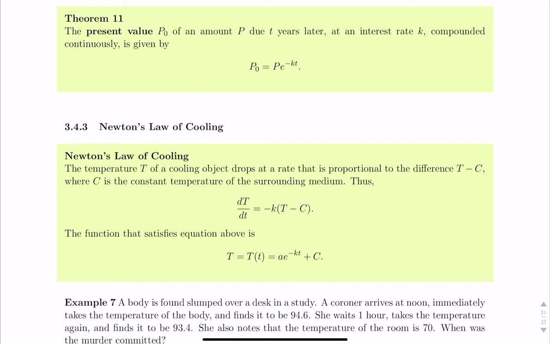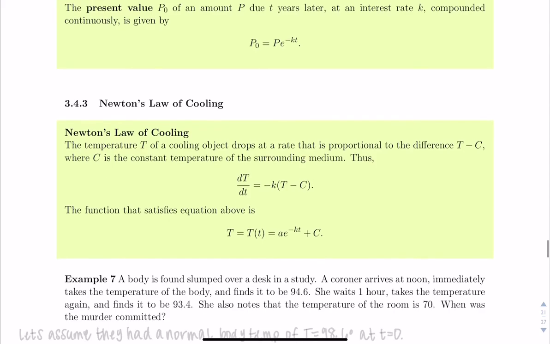Next thing is Newton's law of cooling. The temperature T of a cooling object drops at a rate that is proportional to the difference T minus C, where C is the constant temperature of the surrounding medium. Thus, dT over dt equals negative k times T minus C, and this function satisfies T equals T of t equals A e to the negative kt plus C. So using that information, let's try example number 7.